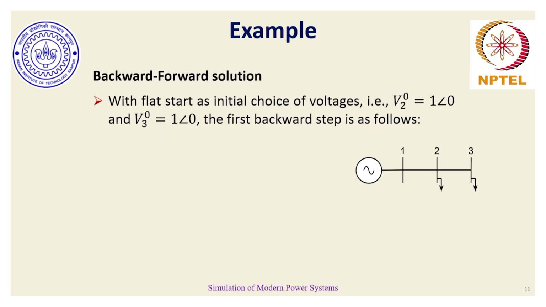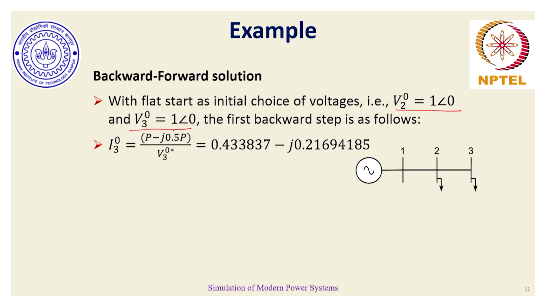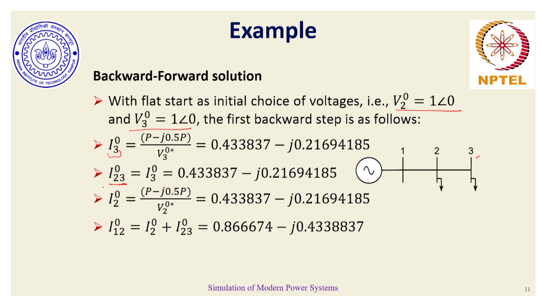In the backward-forward method, we start with a flat start of voltages, do the first backward sweep, find the current at bus number 3, use that current to find line current I23, find the injection current at bus 2, and then eventually find the current I12 in the initial phase. This completes the backward sweep.